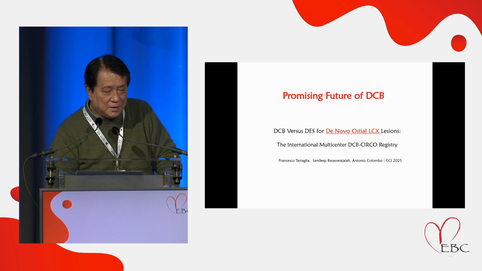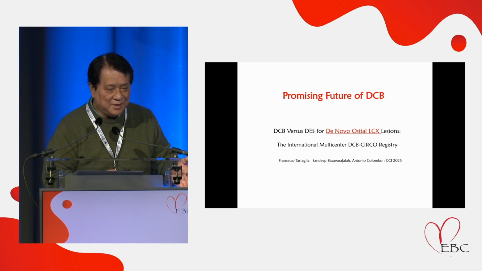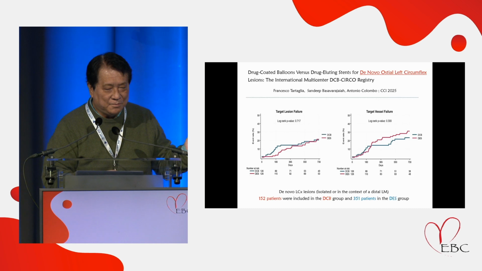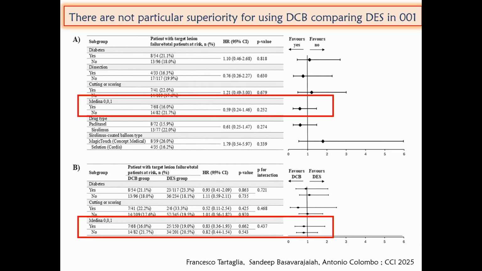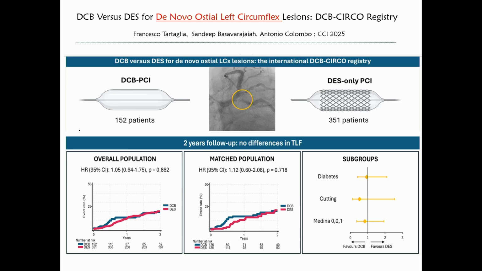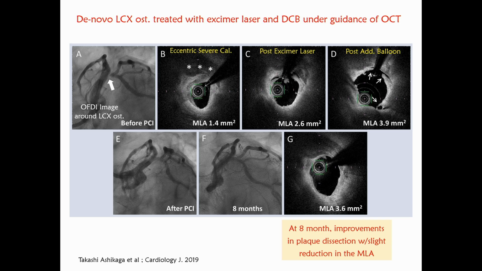Promising feature of the DCB, actually. Previously it was already reported in this paper, okay? And they show there is no particular superiority of DCB compared with DES, but actually a little bit in favor of the DCB. I think one more recipe is needed in this era. This is a combination shot. Actually, this is a Japanese case using a laser and then additional high pressure and then a DCB. And finally, panel G shows a very beautiful opening, actually 8 months later.